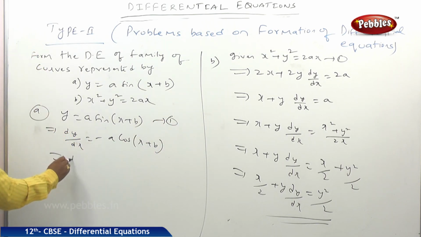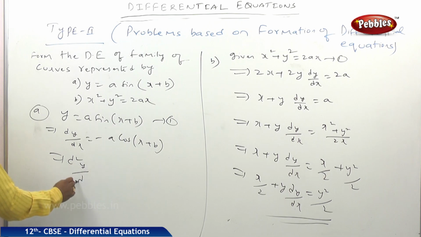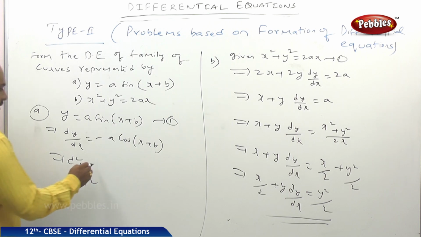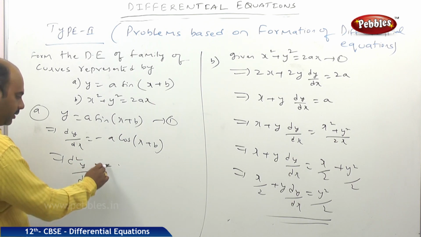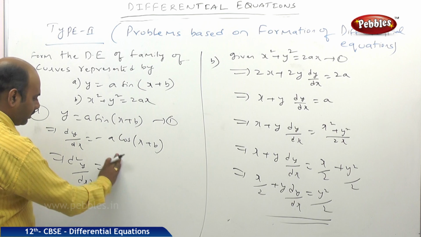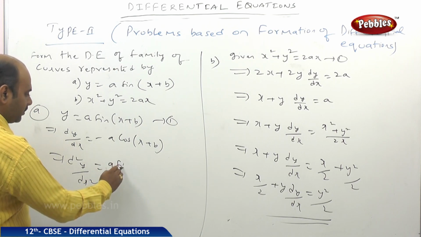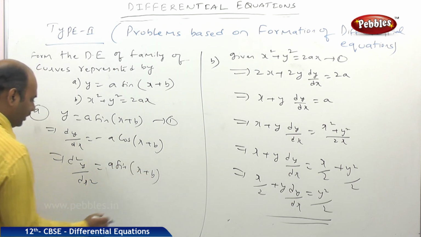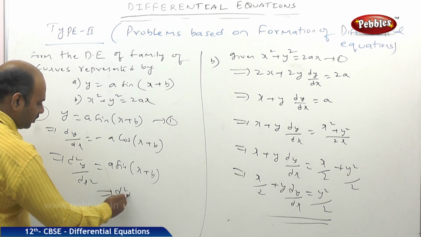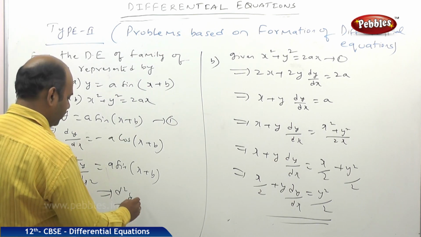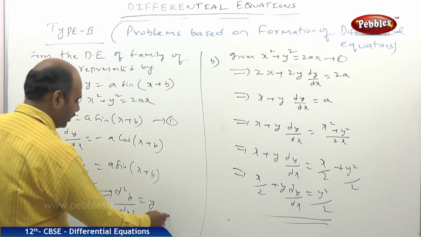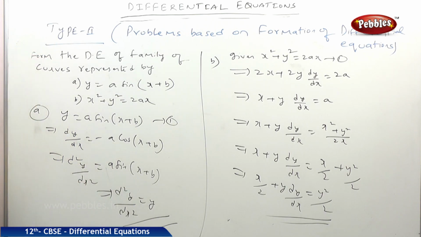Again differentiating on both sides, d square y by dx square is equal to, minus cos derivative is minus, minus minus becomes plus. So here what remains? A into sine of x plus b. So finally d square y by dx square is equal to y. So y shifting to that side, we will be getting d square y by dx square minus y equal to 0. Right? Copy these problems.